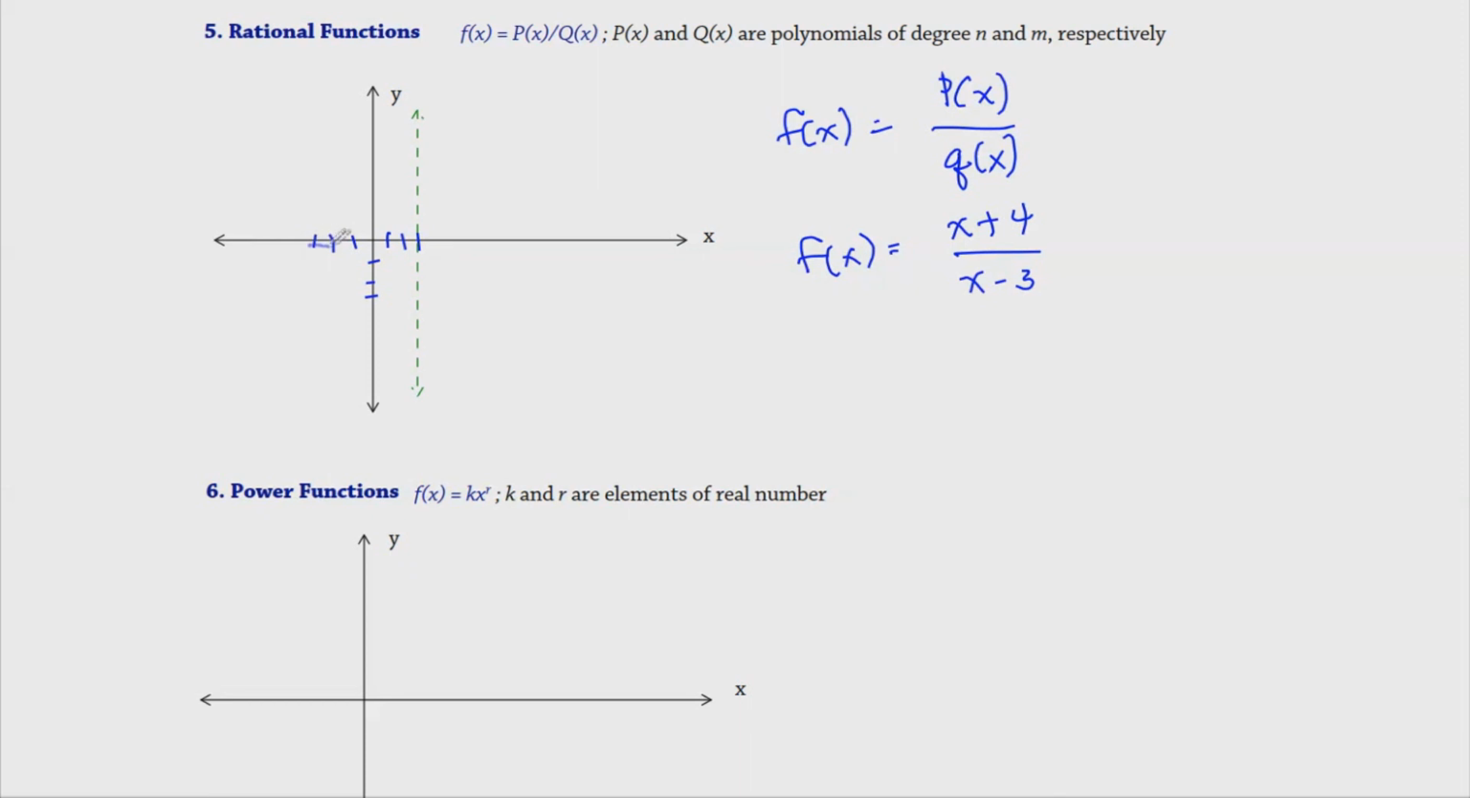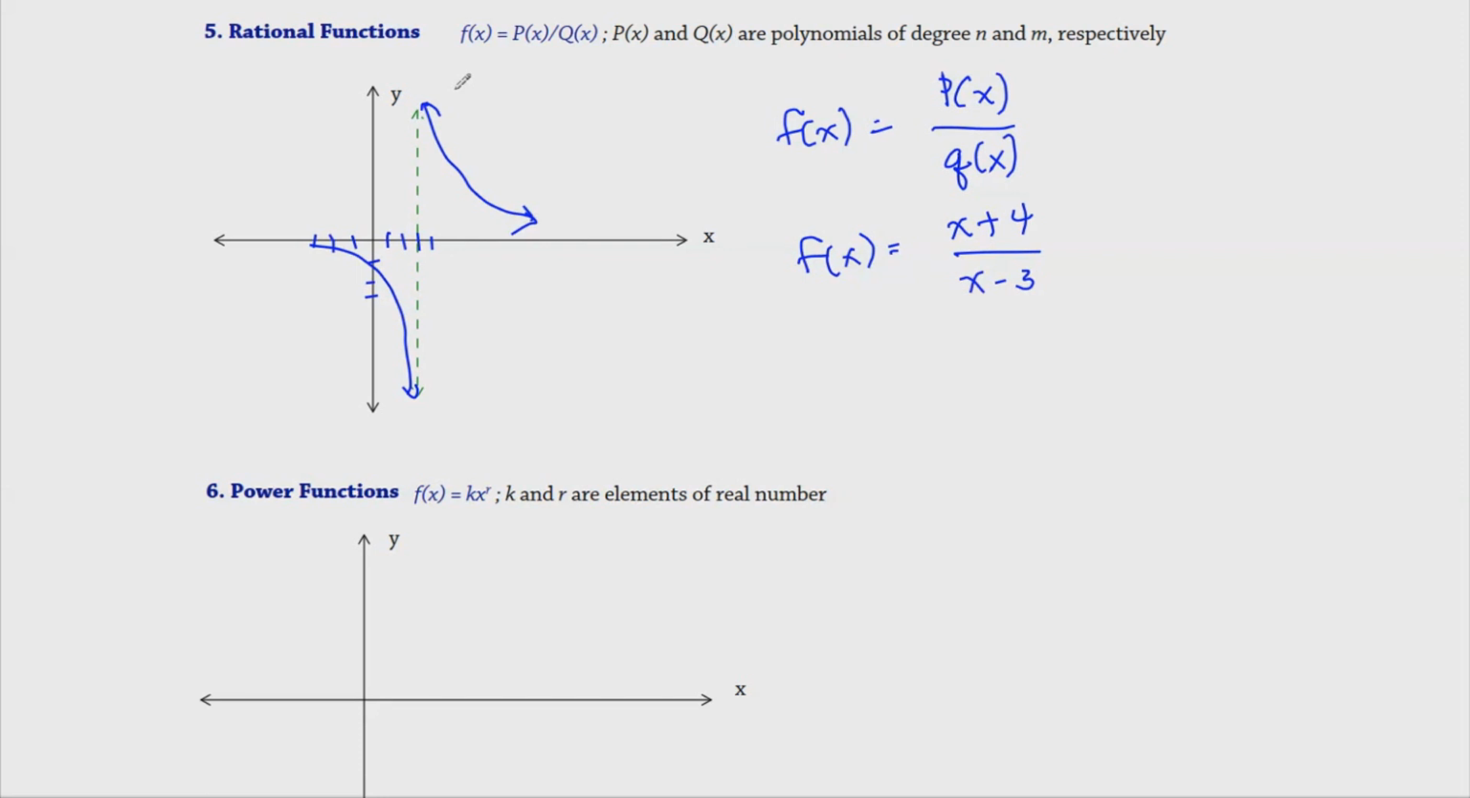Okay, so it goes something like this, and of course I should be careful not touching this asymptote. And then if I have something like 4, I will get some 8 here. So I think the graph would look like this. Okay, so this is the graph of x plus 4 over x minus 3.